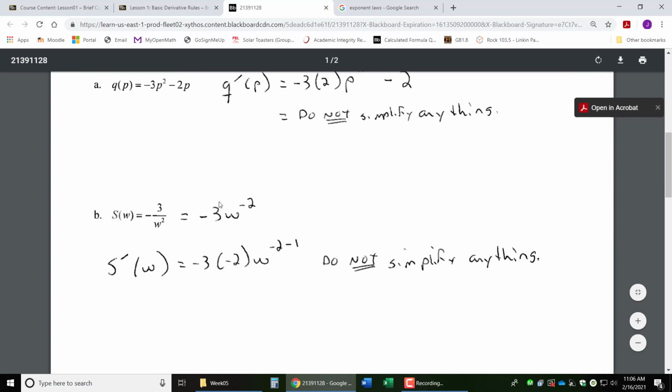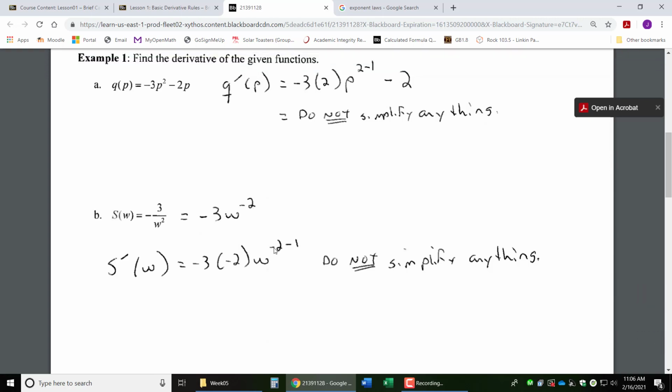So the negative 3 coefficient, always there. And then the negative 2 exponent goes in front to become yet another coefficient. Subtract 1 from the exponent. Do not do anything else. I know the temptation is going to be to write 6, but I would much rather avoid the possibility you make some weird mistake. Just apply the rules and stop.